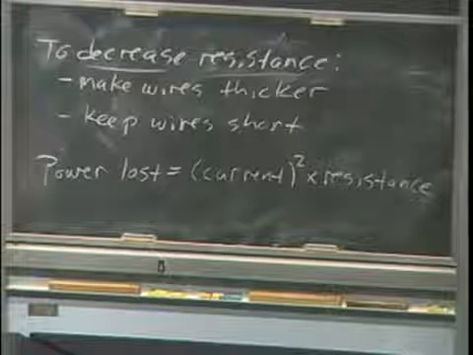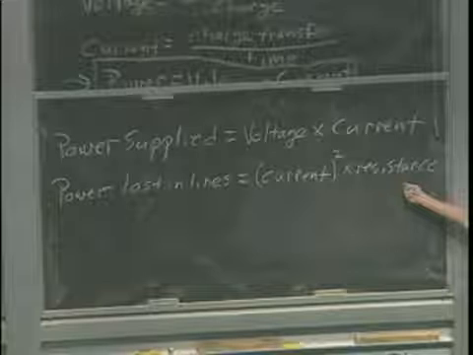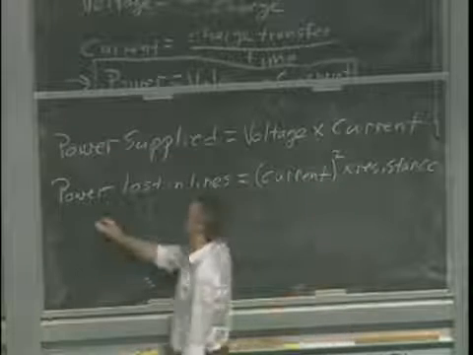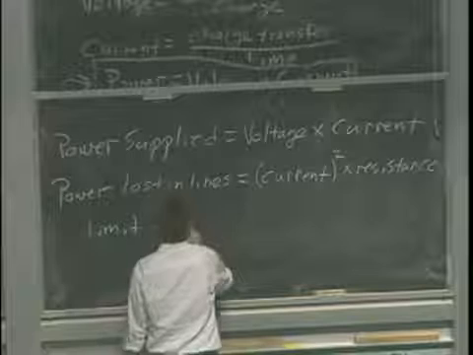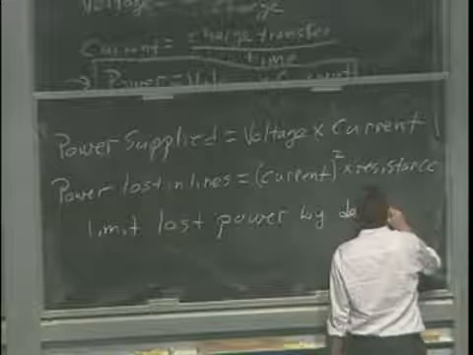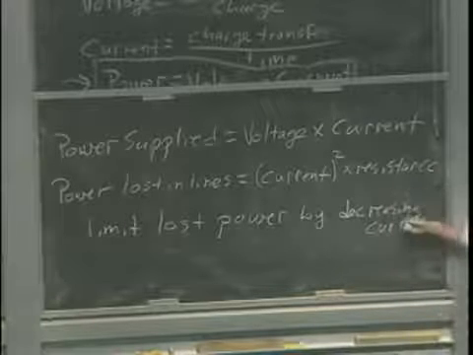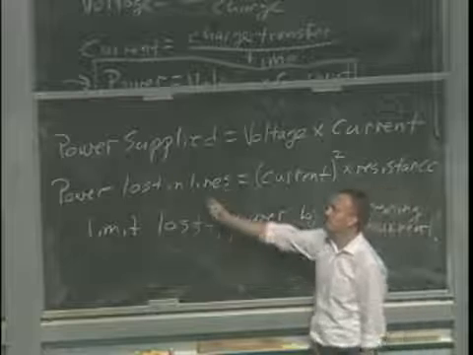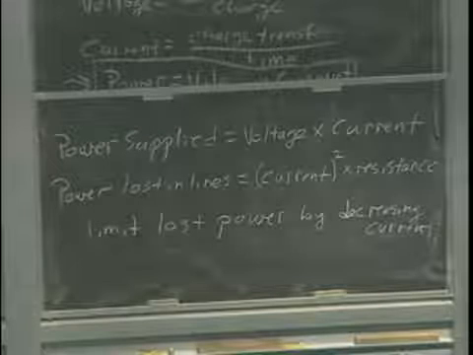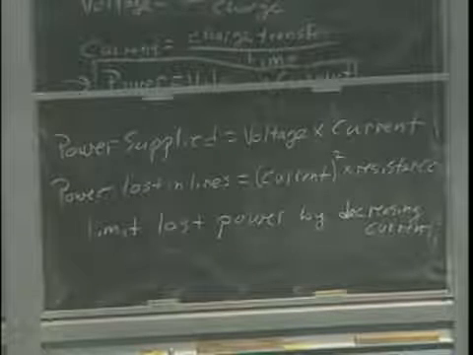So the other way we can limit the amount of power that's lost in the wires is to decrease this current. Okay? We can limit the lost power by decreasing the current. The smaller this current is, the smaller the amount of power that's lost in the transmission lines for a given resistance. So if we can decrease the amount of current that is flowing in the transmission lines, then we can limit the amount of power that's lost. Okay, so how do we do that?